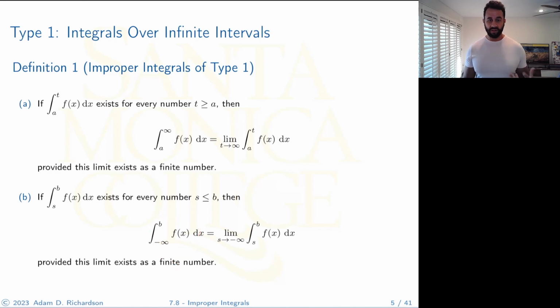Well, as long as these definite integrals exist for every value of s less than or equal to b, then we can define this improper integral to be the limit of these proper integrals. Why is this so handy? Because these types of integrals are just definite Riemann integrals, and we can use all the techniques that we had in the past on these things. Again, this limit has to exist as a finite number for us to be able to do this.